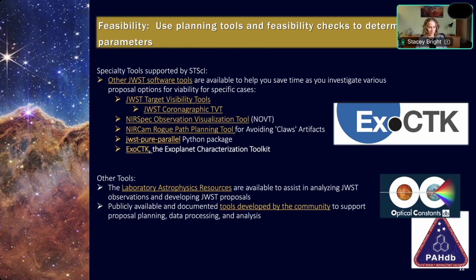For instance, not everybody's going to be using coronagraphy, but if you are, you should use the target visibility tool. There's the NIRSpec observation visualization tool. If you're doing NIRCam this cycle, you will need to make sure you use the rogue path planning tool. In the past, that was done during the program review, but you are required to do that to make sure that you won't have those claw artifacts in your observations. The JWST Pure Parallel Python package that Rebecca mentioned, and then there's also the exoplanet characterization toolkit.